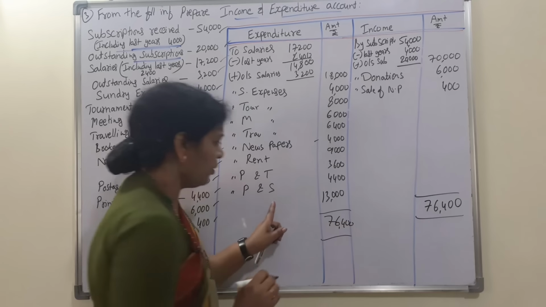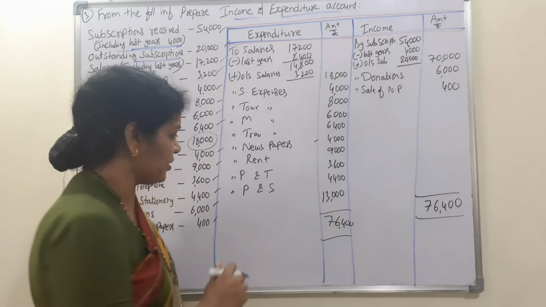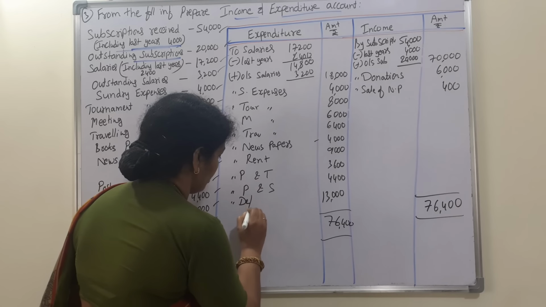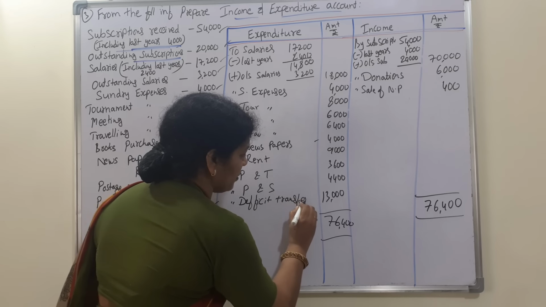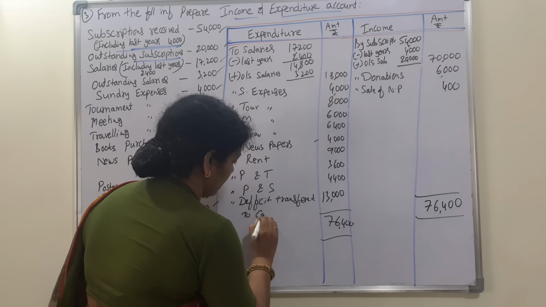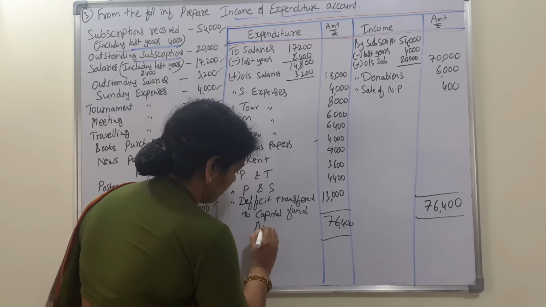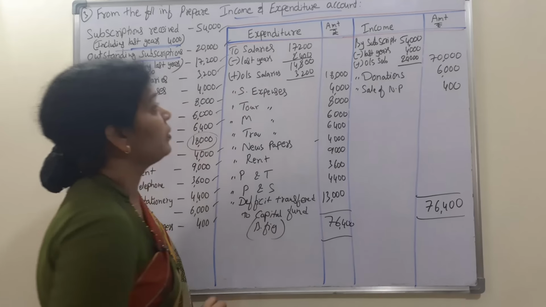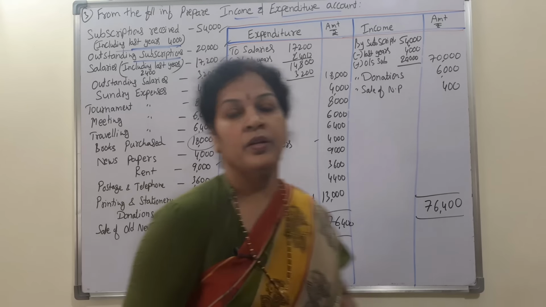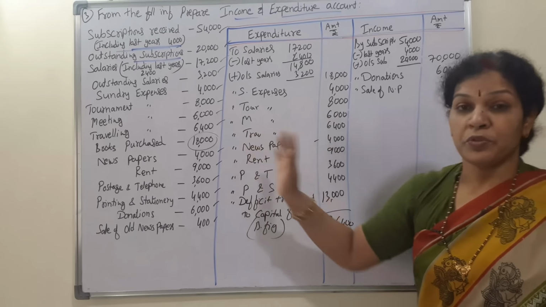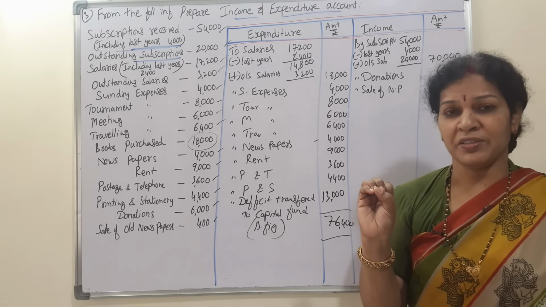76,400. What is this? This is the net loss in the profit and loss account. Here it is deficit. Deficit is transferred to the capital fund. So this is the balancing figure. You can just note it down or take a screenshot. Always remember, check calculations and posting two times. It's a matter of 5 minutes. Shall we recheck once again?